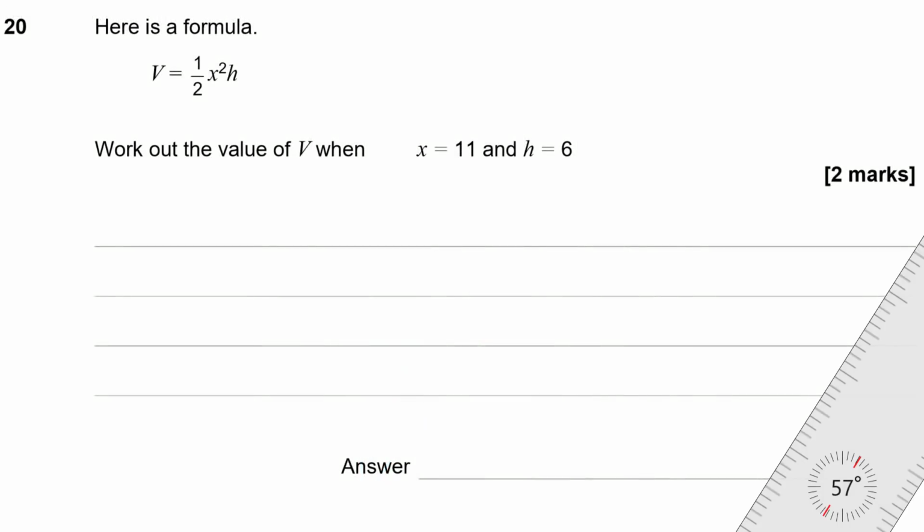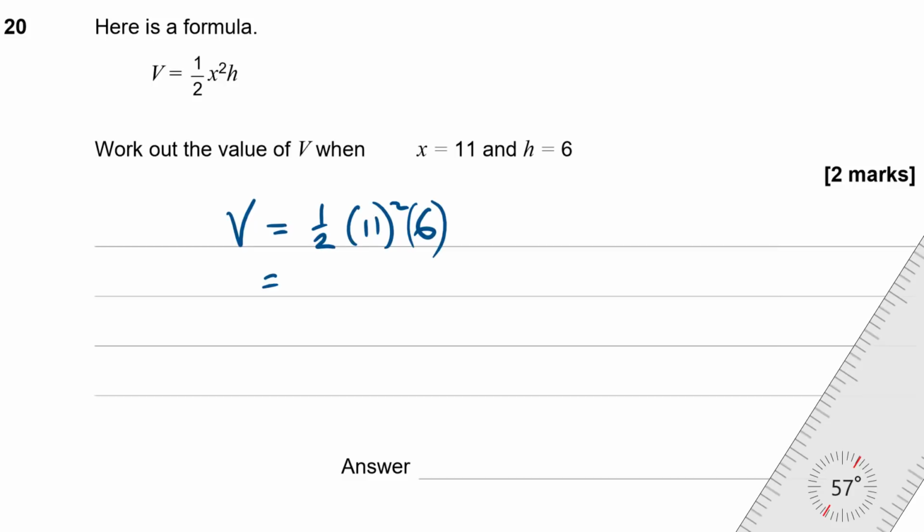Question 20. Here is a formula. V equals a half of x squared h. Work out the value of V when x is 11 and h is 6. So we're going to sub those two values in. So V is going to be a half of x squared, well x is 11, so that's 11 squared times h, which is 6. I tend to sub in brackets like that. It helps me keep track of what's going where.